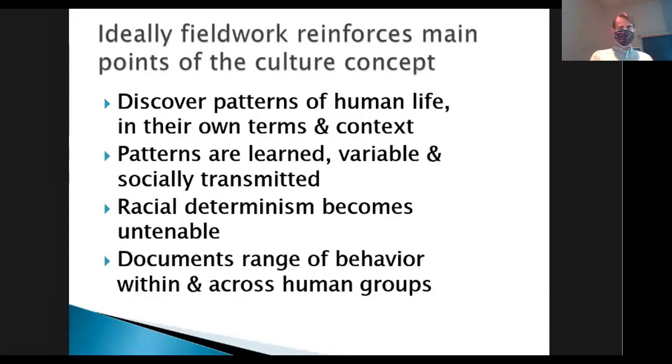within one group. So ideally, there's a complementarity between the idea of culture that anthropologists were putting out starting around the 1920s, 30s and 40s, and this fieldwork that they also began to do in order to understand what was going on out there in the kind of laboratory of human beings.